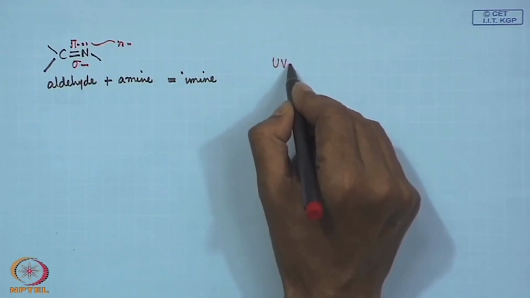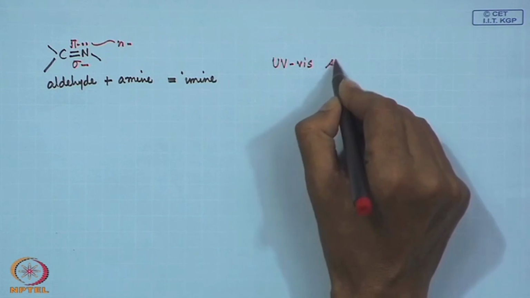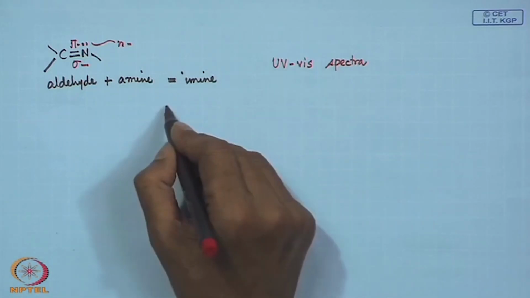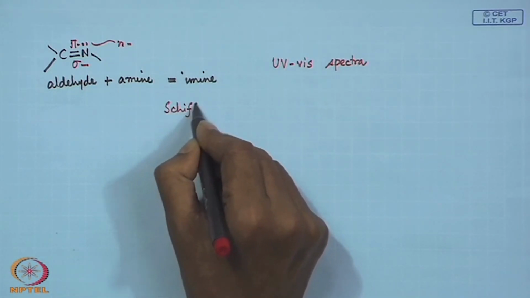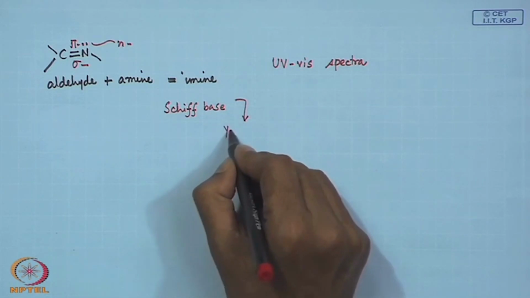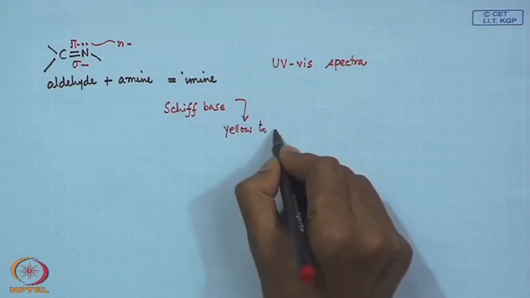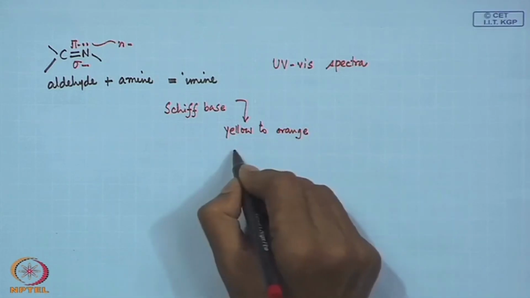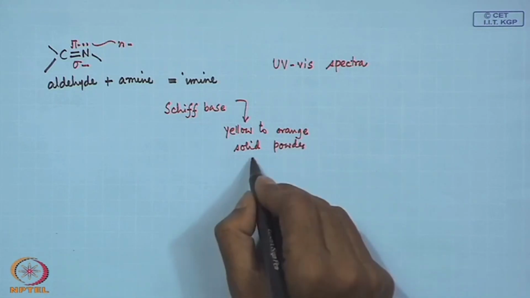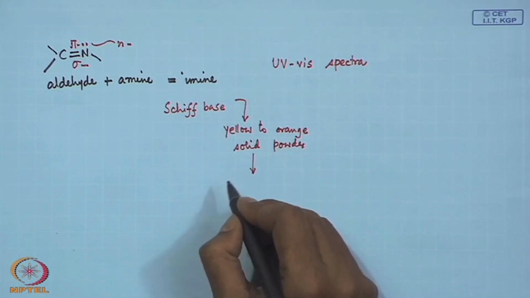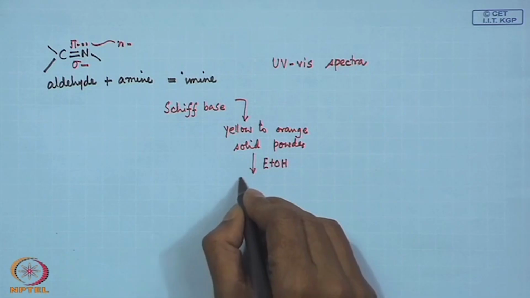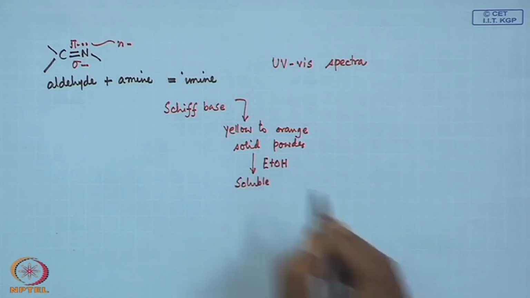So, when we are talking about the UV visible spectra of these compounds, such as any Schiff base, they are yellow to orange solid powder, and they can be isolated through the synthesis, say in ethanol, and these compounds are also soluble in ethanol.